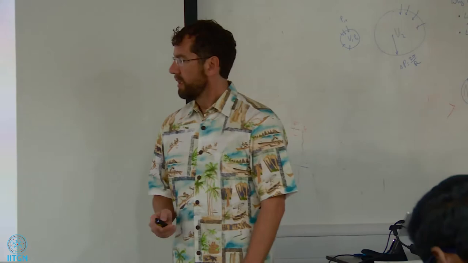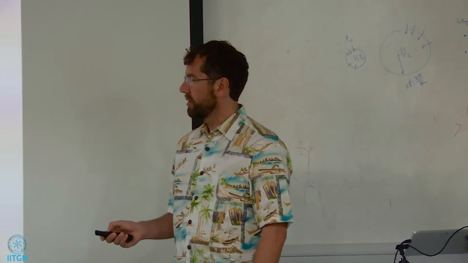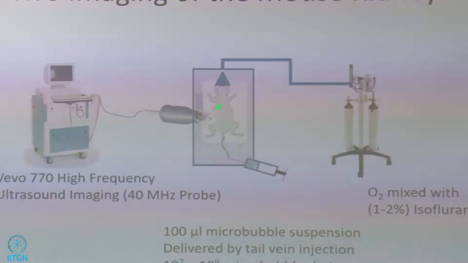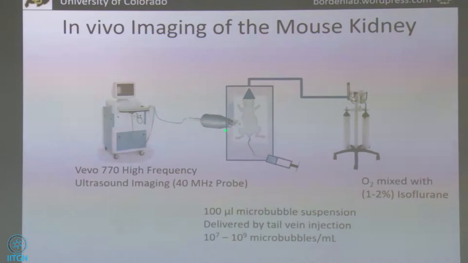Okay, so with that, I'll show you some preliminary attempts that my lab has made to try to engineer bubbles for better imaging. Okay? And so we're looking here in particular at small animal imaging. So we have a mouse, and the mouse is sitting on a stage. And we're imaging it with a high frequency ultrasound scanner. This was the old Vivo 770.